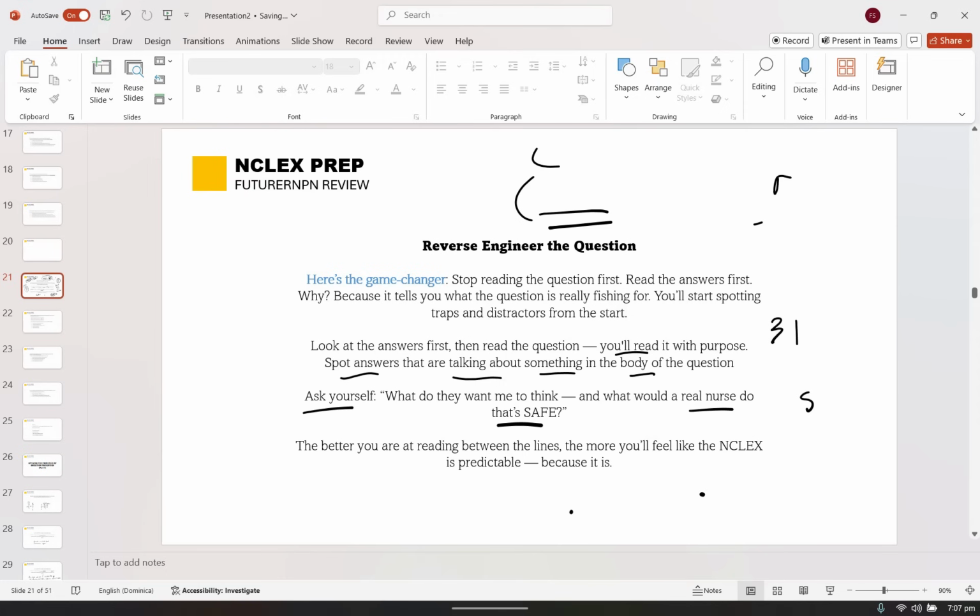So yeah, I just said I should put that out there, so that you can easily think through the exam, because your 85 to 150 questions are all testing you about safety. Now, the better you are at reading between the lines, the more you will feel like the NCLEX is predictable, because it is. This is key. I cannot lie to you. The NCLEX is very predictable, and I'm going to show that to you now.